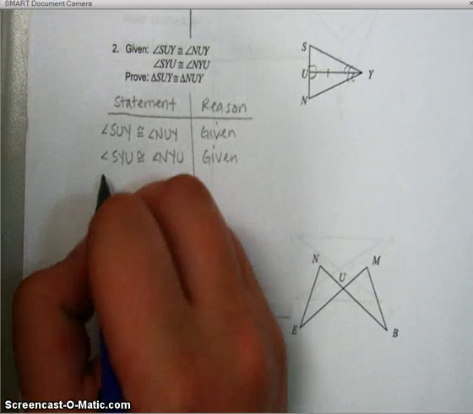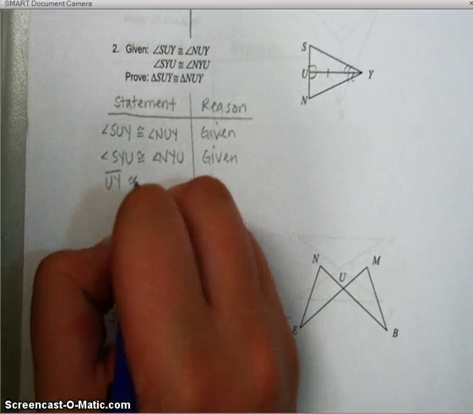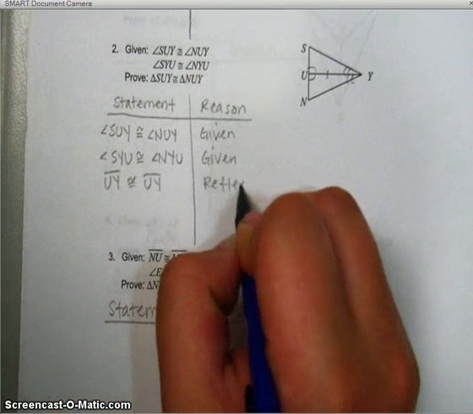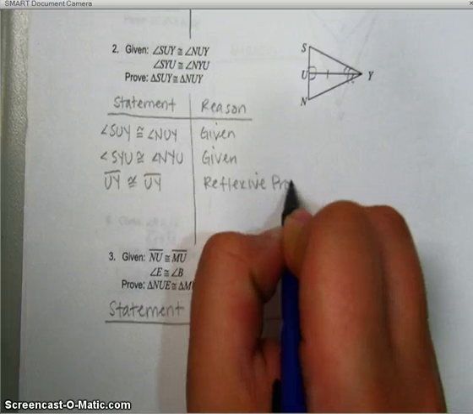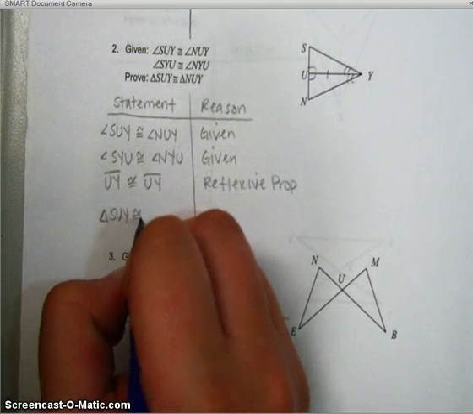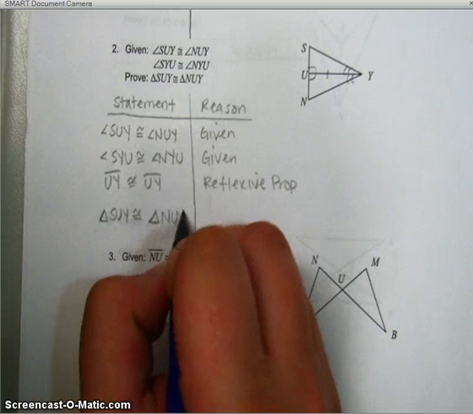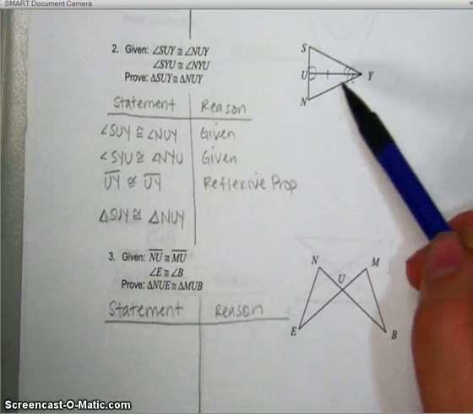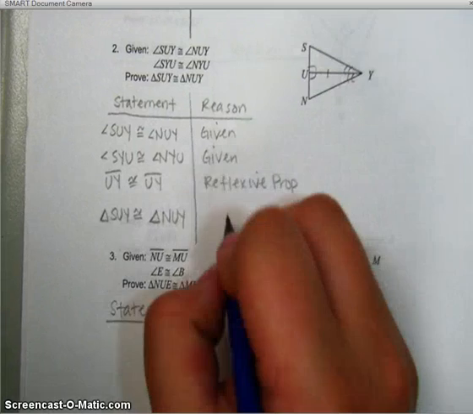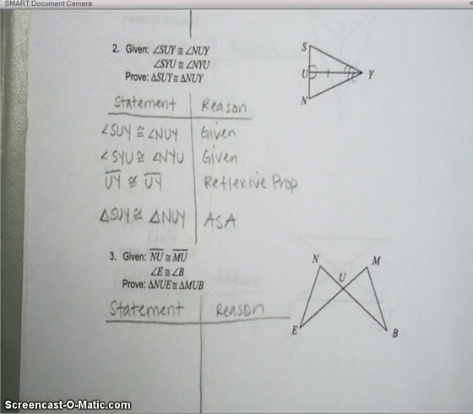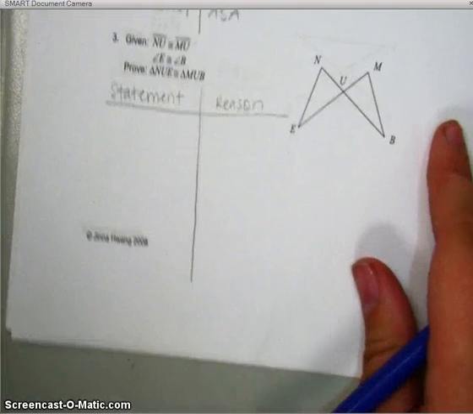Alright, so then we had that segment UY is congruent to itself by the reflexive property. Then we know that triangle SUY is congruent to triangle NUY. We come back to our triangle and we have an angle, side, and angle, and that side is included, so we know we have ASA. Looking at number 3.